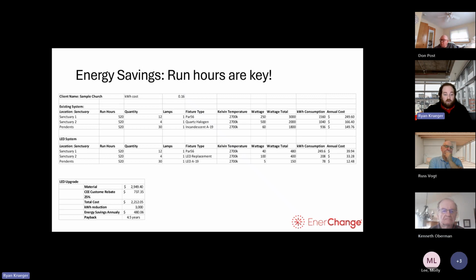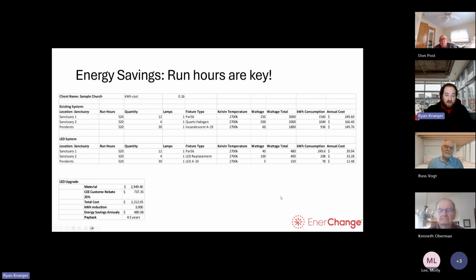You convert that to the LED versions of those existing bulbs. The run hours are still the same, quantities are the same, fixture type same, LED replacement different. So those wattages change. You go from a 250 watt par 56 to an LED par 56 that's 40 watts. In the quartz halogens, you go from 500 watts to 100 watts. On the pendants, you go from 60 watts to 5 watts. So your kWh consumption pretty drastically drops, and you go from using $600-700 to $80.